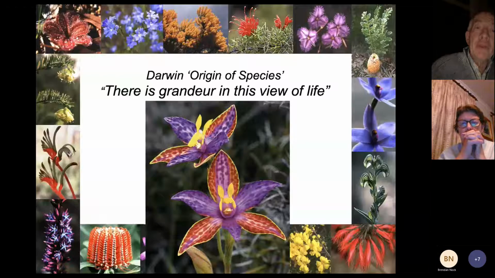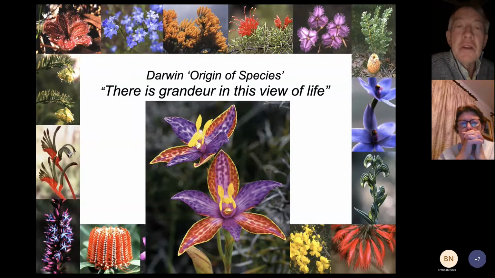And by doing that, we will share what Darwin said when he visited Eastern Australia, there is grandeur in this view of life. And I leave you with one of our wonderful Queen of Sheba orchids, once common throughout Perth, now very rare, but we're now growing many hundreds of them in our program up at Curtin, and hopefully we can have those on display in the next few years. Thank you all.